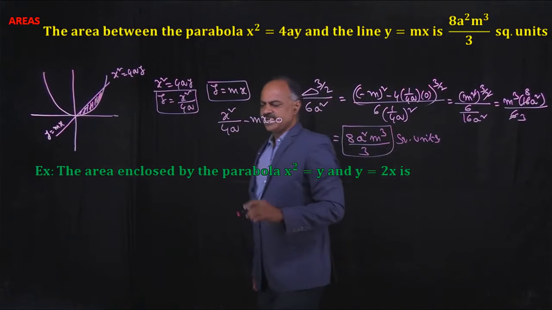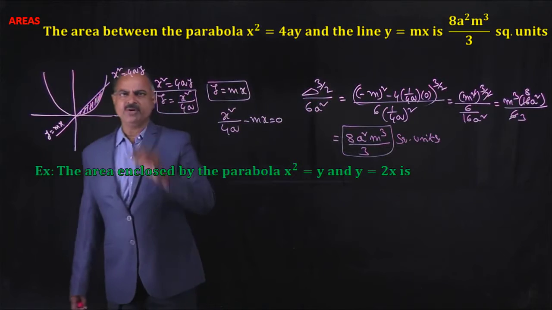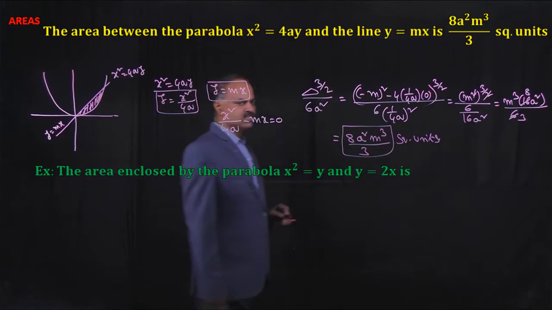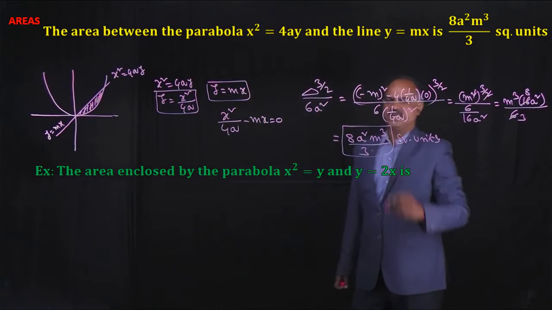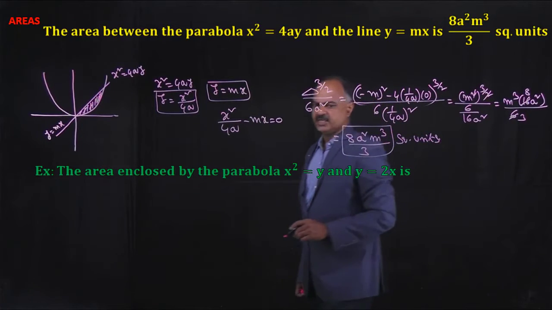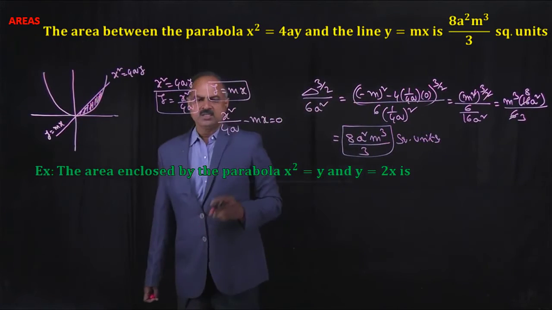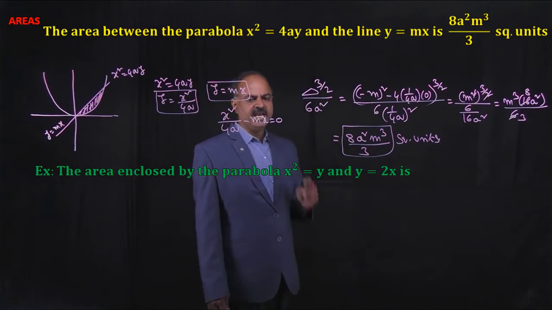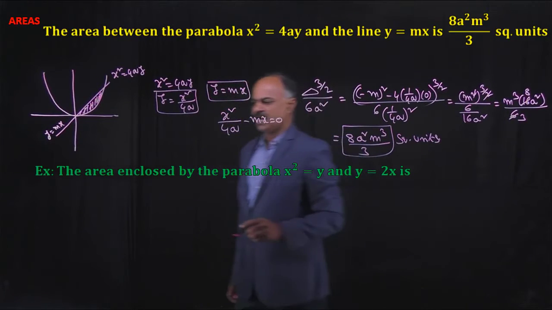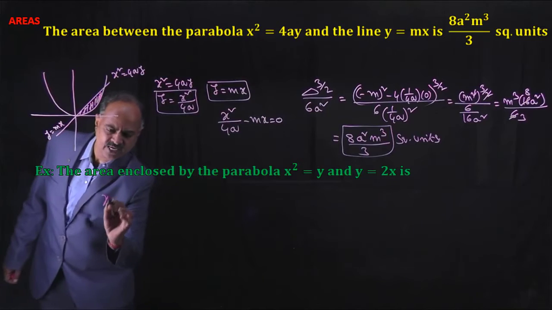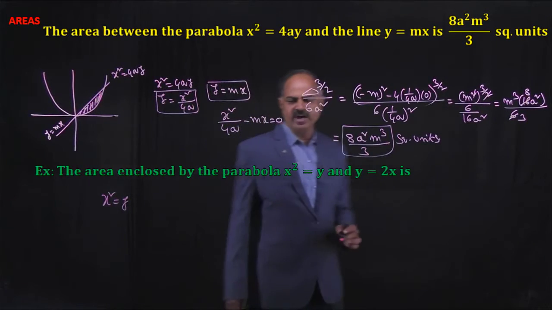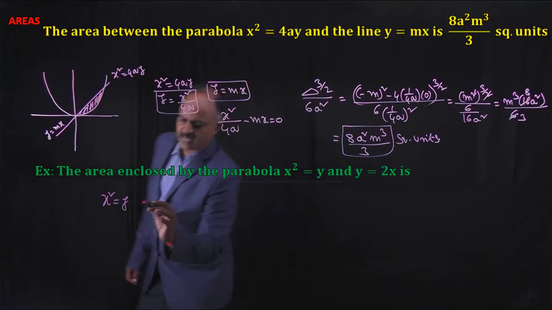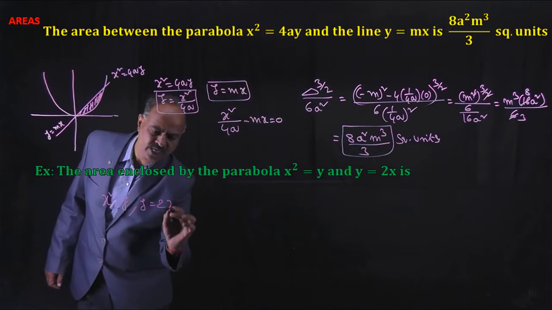Therefore, the area of the region bounded by the parabola x square equal to 4ay and the line y equal to mx is 8a square m cube by 3 square units. Suppose, for example, the area enclosed by the parabola x square equal to y and the line y is equal to 2x is.